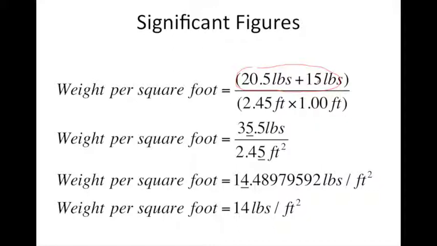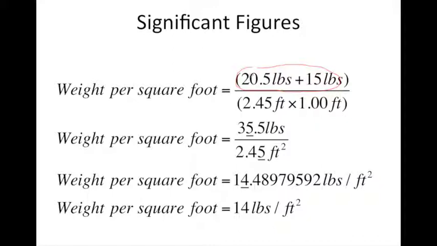So my answer should be significant only to the ones place. Remember the rules for addition and subtraction. The answer to this problem by itself would be 36 pounds. But we don't want to round the number until the end. We don't want to round because every time we round, we introduce error.